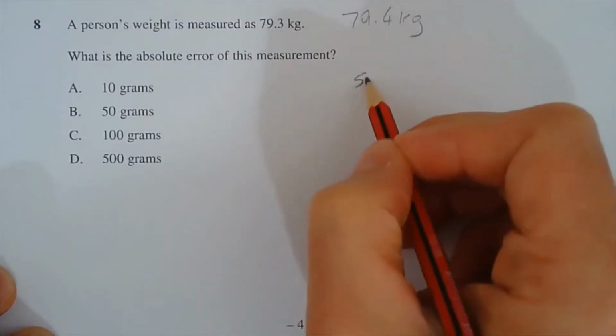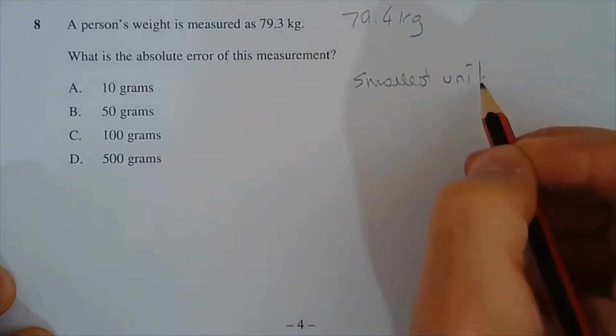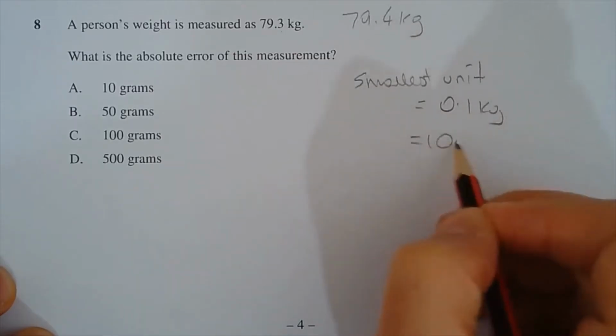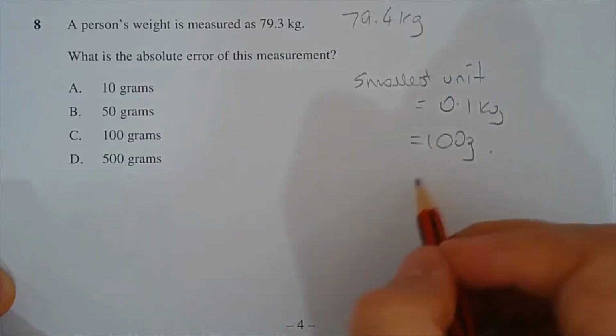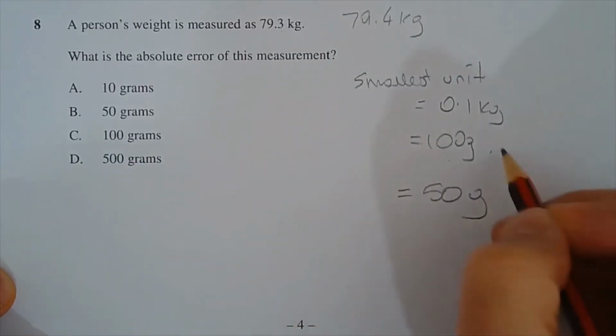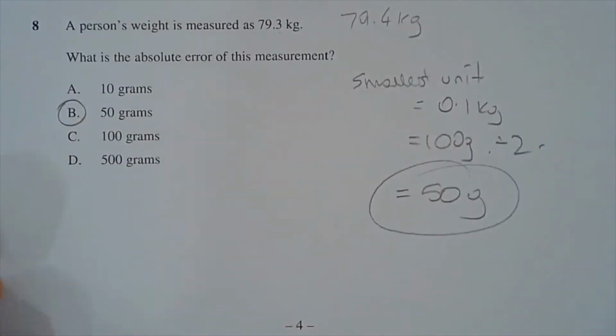So the smallest unit of measure is equal to 0.1 kilograms, which is equal to 100 grams. And the absolute error is half of this. Okay, so that's going to equal 50 grams. Answer is B.